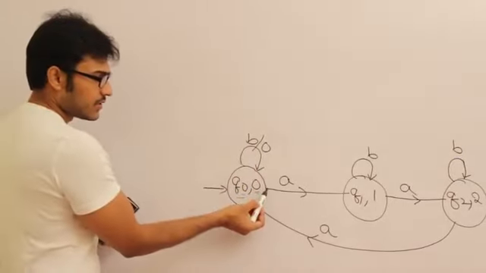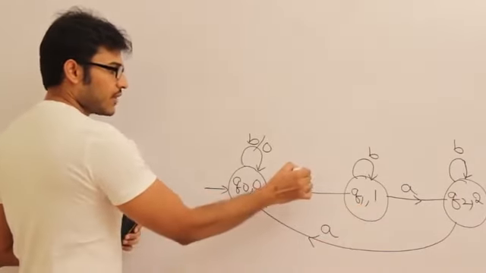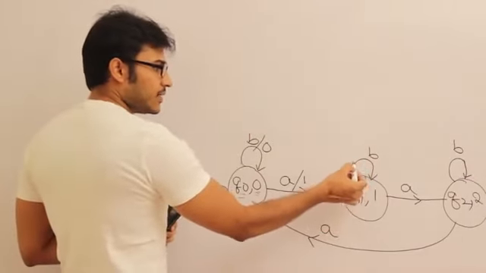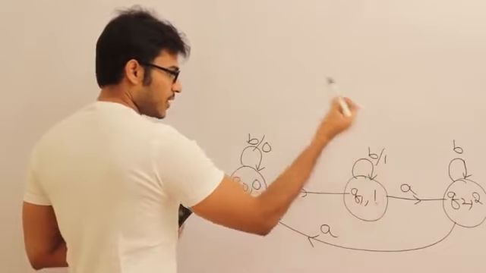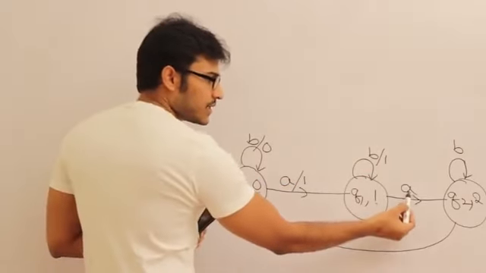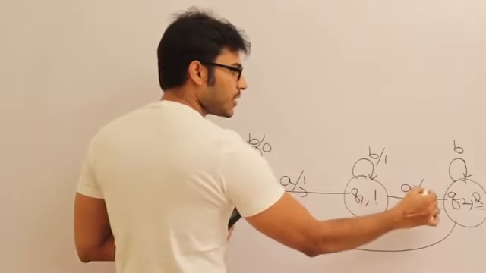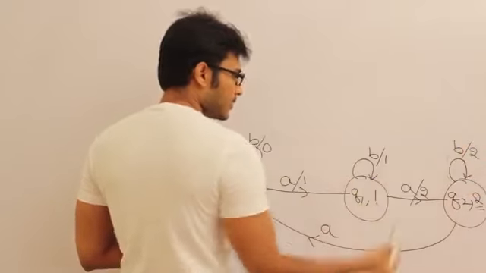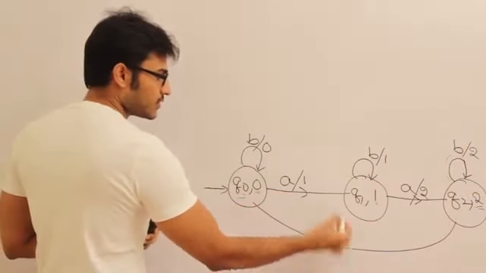Now check this edge. This edge is going to Q1 and the output associated with Q1 is 1, therefore I will write 1. Now see this edge is going to Q1 and the output associated with Q1 is 1, therefore I am going to write 1. Now see this is going to Q2 and the output associated with Q2 is 2, therefore I am going to write it as 2. And this is going to Q2, output associated 2. And this is coming to Q0 and output associated is 0.